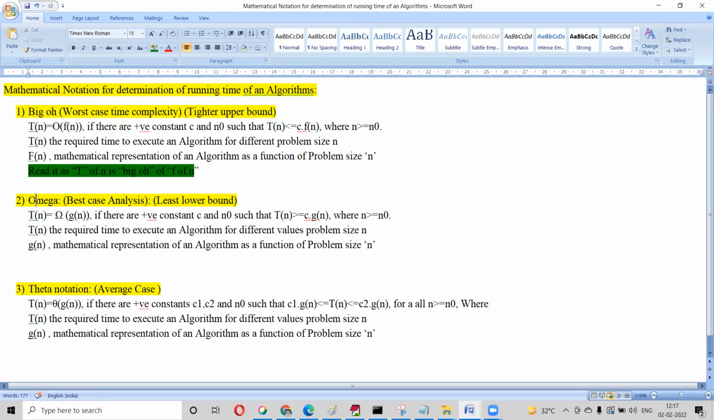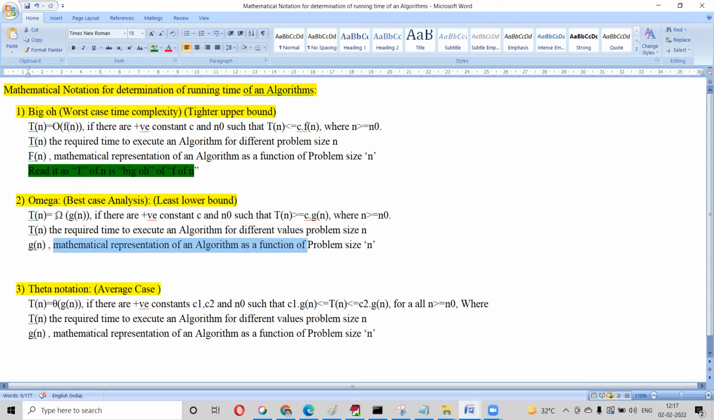Next, omega notation. This is the best case analysis. This is also said to be the least lower bound. Here the same equation, T of n is equal to omega of g of n. Previously I took the time complexity as function f of n. Now I am taking this mathematical representation g of n. So time complexity T of n is always the same, but the problem size I am taking in g of n. So g of n is the mathematical representation of your algorithm as a function of problem size n, right?